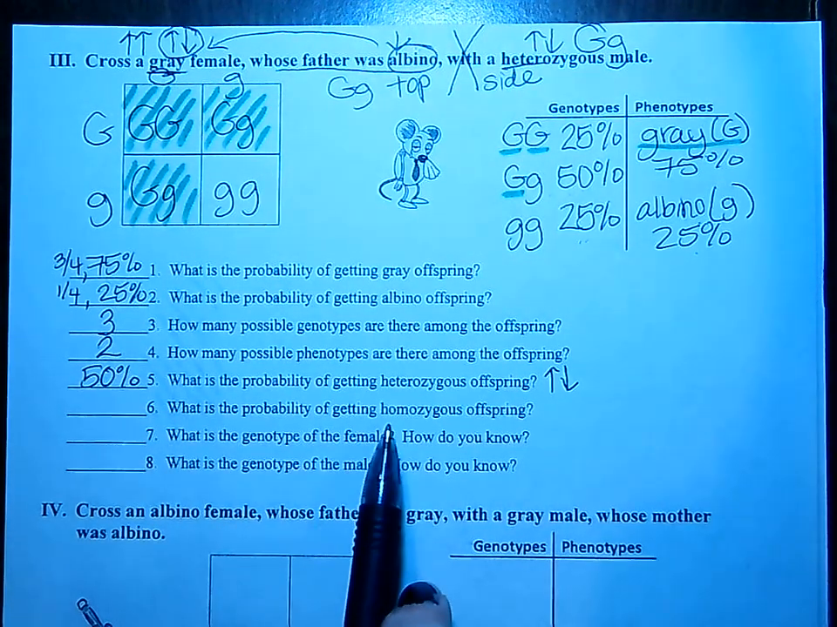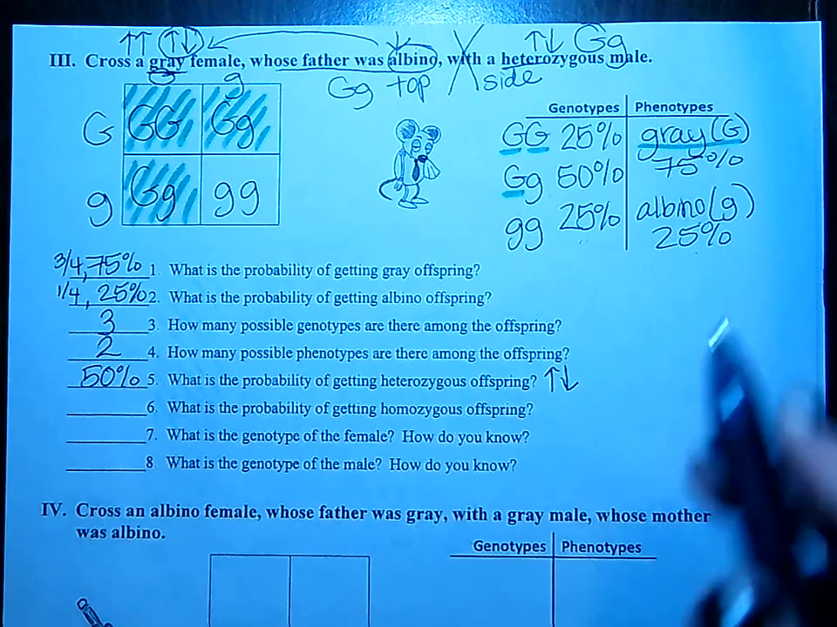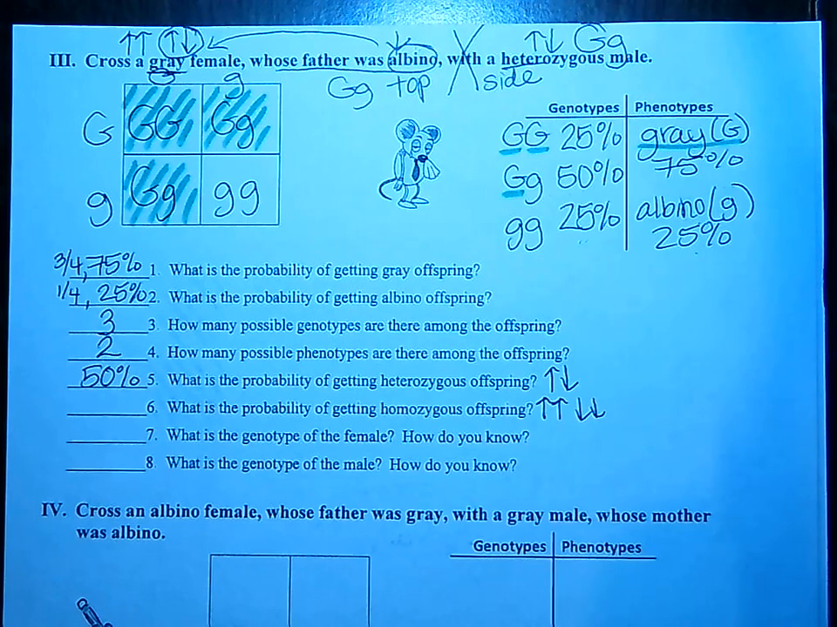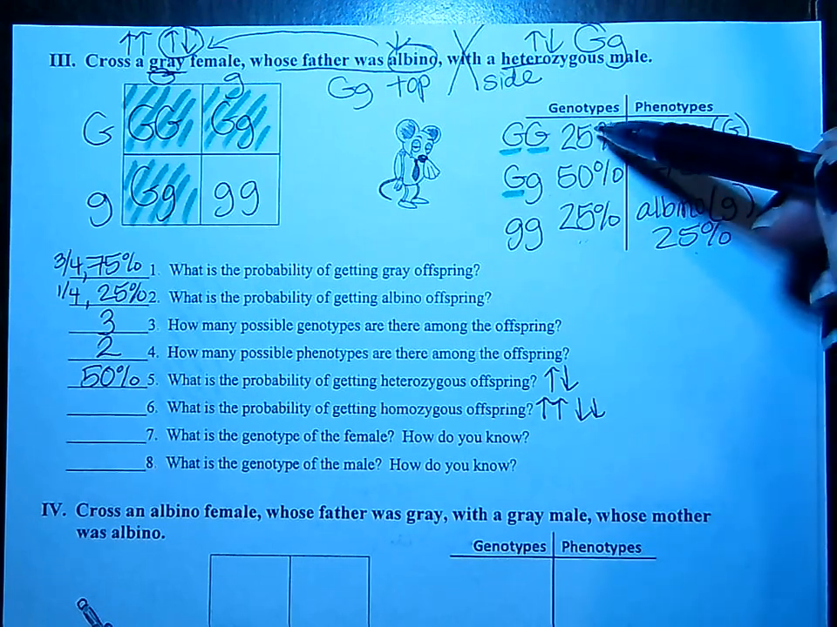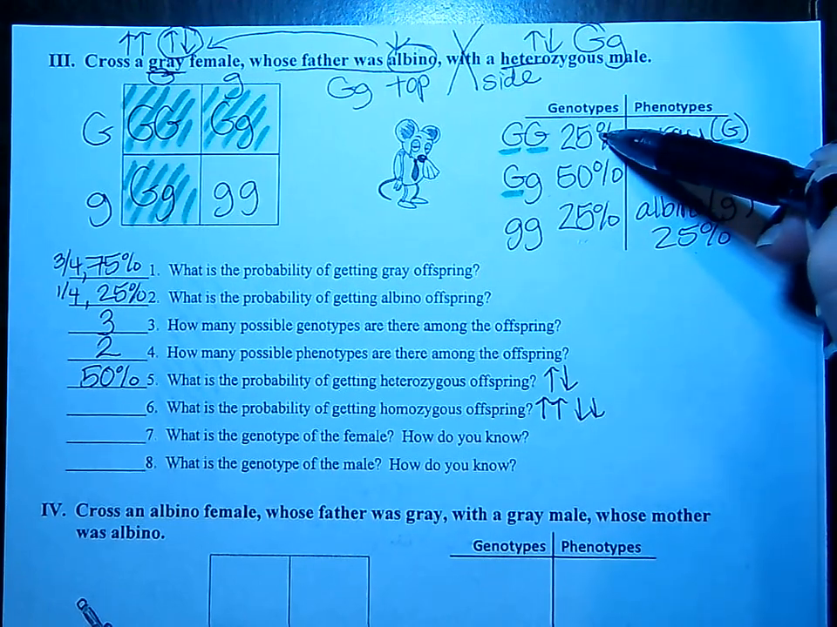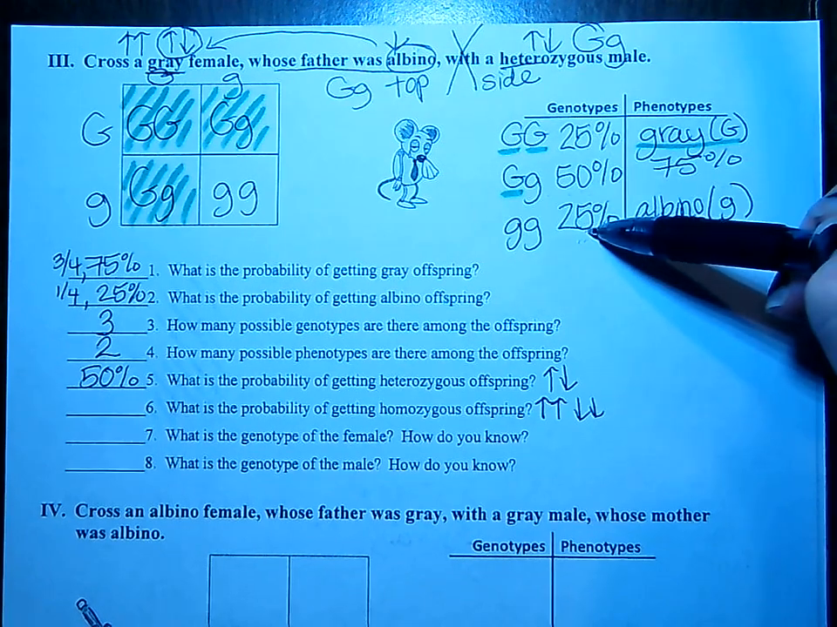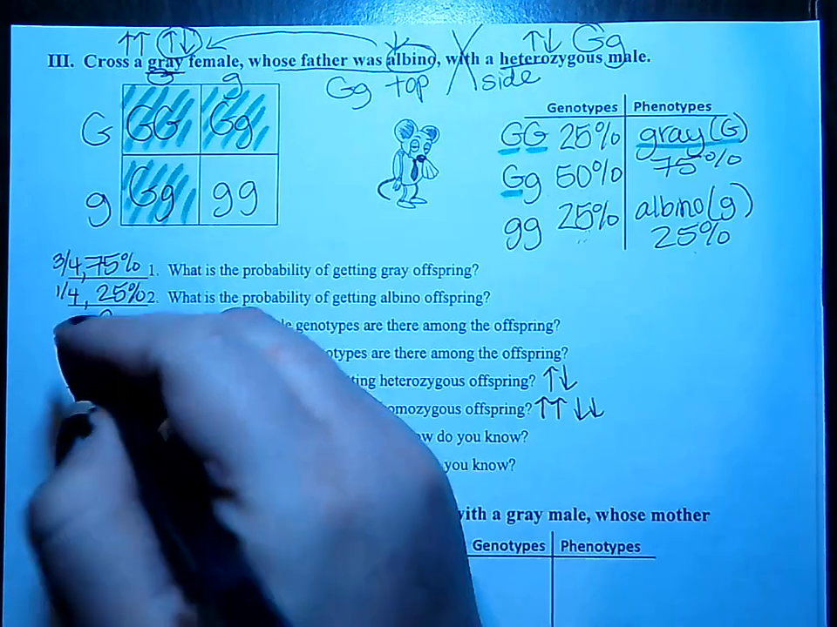What is the probability of getting homozygous offspring? Remember, that can either be big, big or little, little. So for big, big, we had 25%. For little, little, we had 25%. When you add those together, you get 50%.